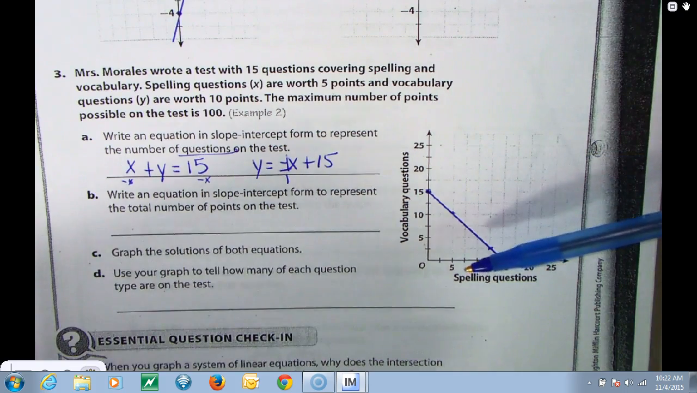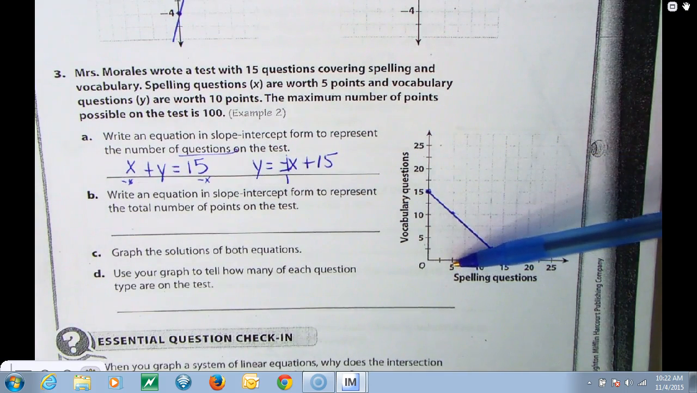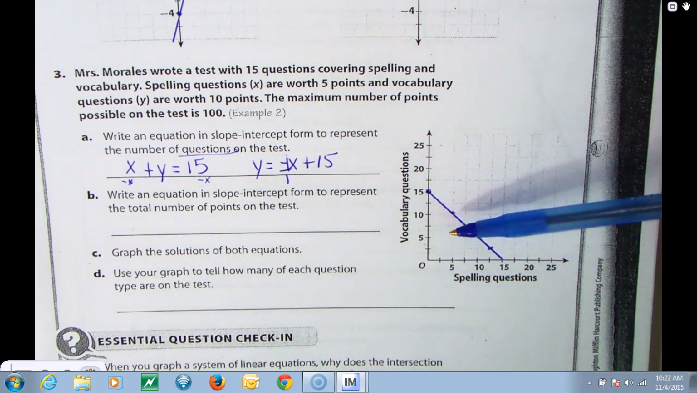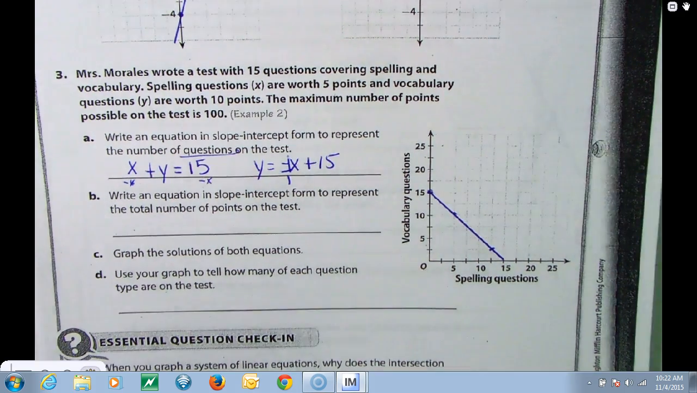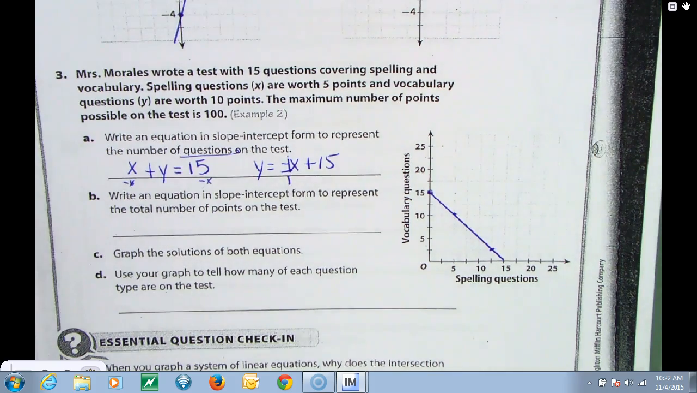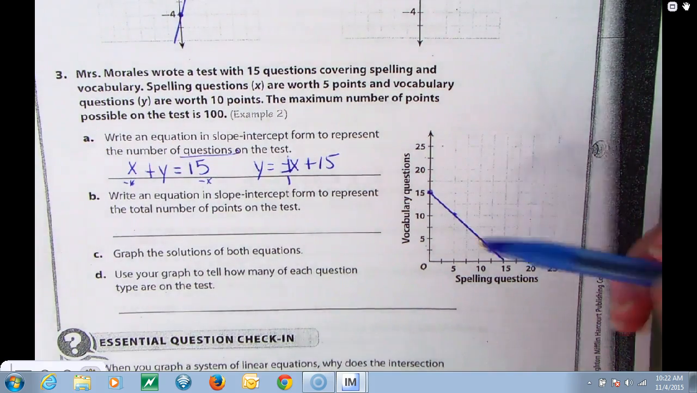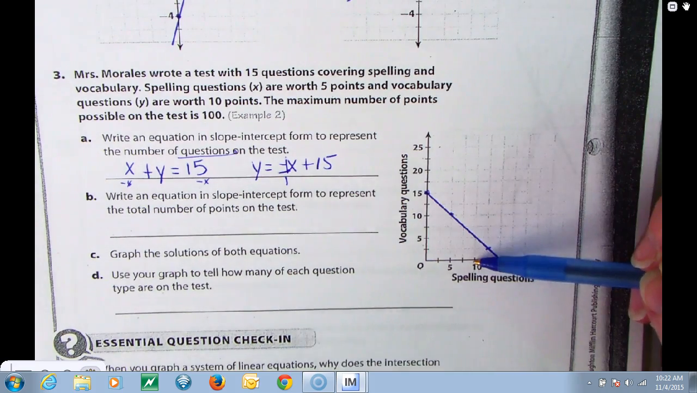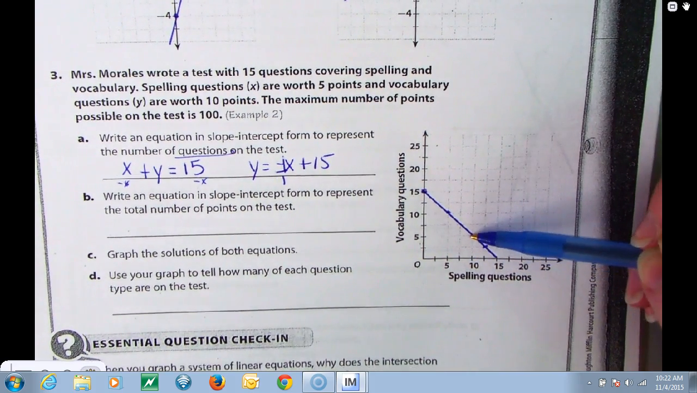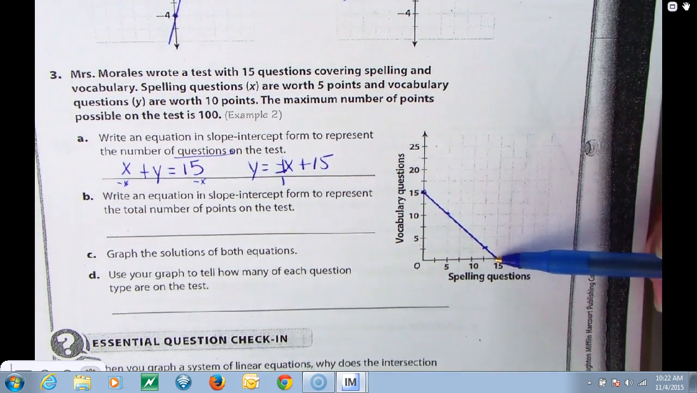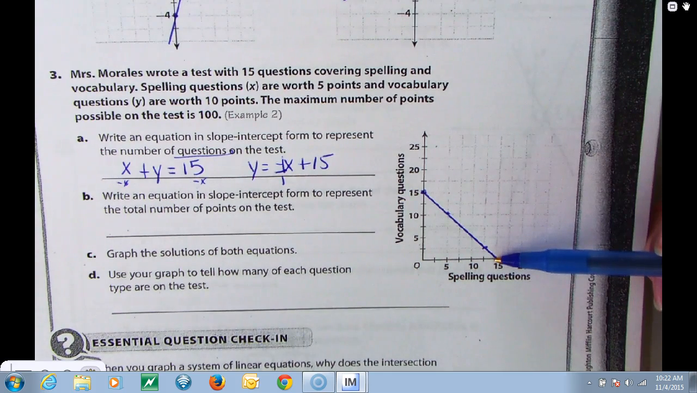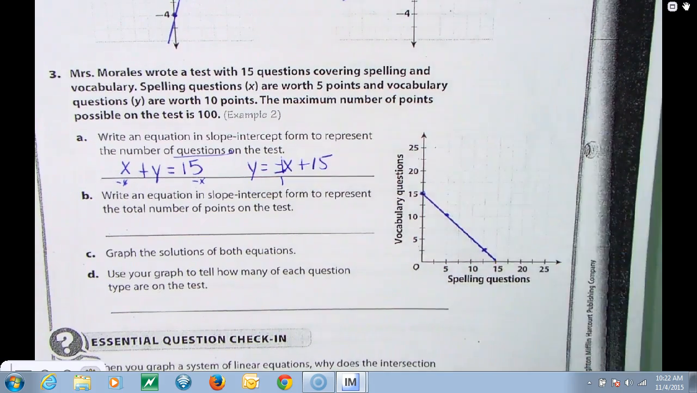So let's look at something real quick. Oh, good, we have time. If there's 5 spelling questions, how many vocabulary would there be? 10. Look, right here. There's only 5 because there's got to be 15 total questions, right? That makes sense? So if there's 10 spelling, there's going to be 5 vocabulary. If there's 15 spelling, there's going to be 0 vocabulary. Good, we can read the line.